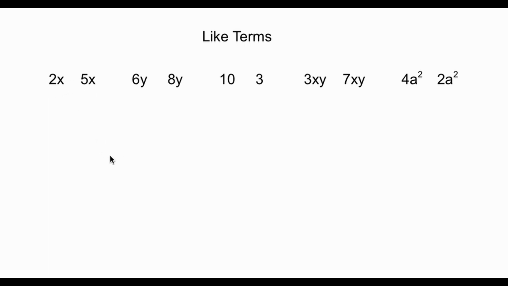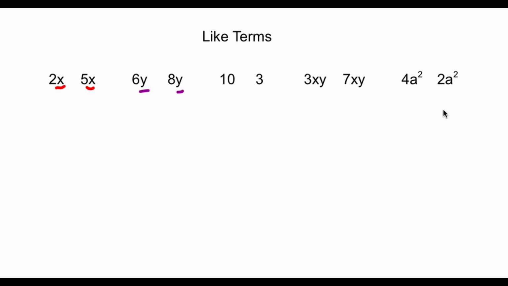Now, when we look at the 2x and the 5x, we can say that they are like terms because they share the same exact variable. They both are x terms, 2x and 5x. On the same note, 6y and 8y are also like terms because they have the same exact variable next to them, the y's. Now, the 10 and the 3 are just two numbers on their own. As I said before, they are called constant terms. Sometimes they're simply referred to as constants in algebra. And because they're just numbers on their own, they're also like terms, meaning you can combine them as well.